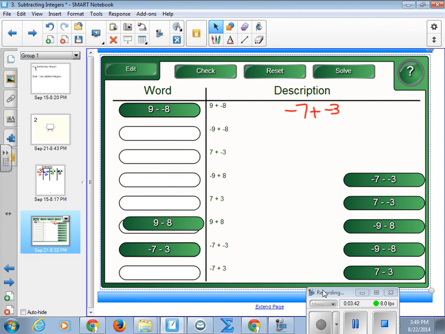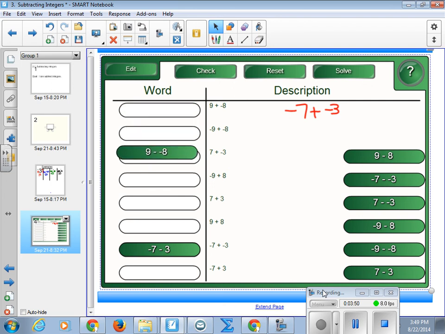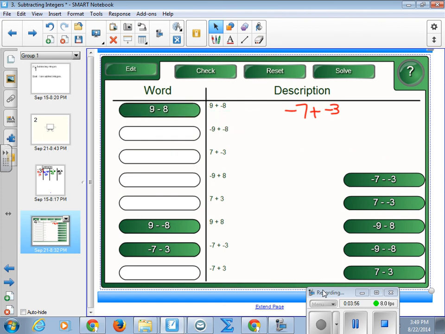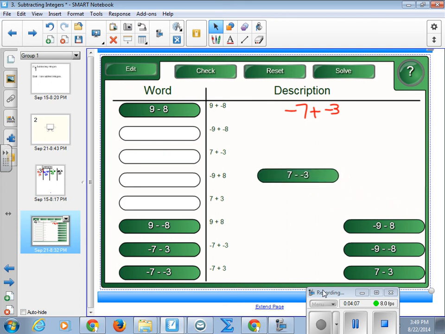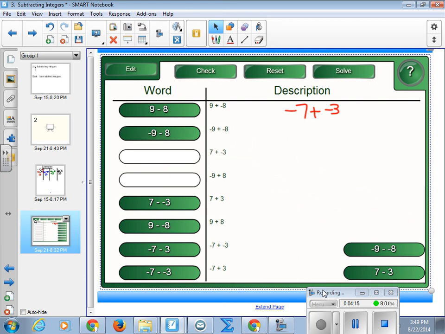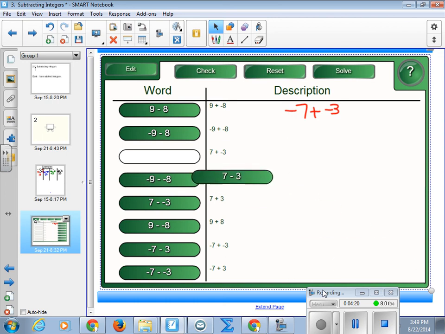You know what? I made a mistake. This is 9 plus positive 8. See, guys, nobody's perfect. Negative 7 becomes plus positive 3. This becomes 7 plus 3. This becomes negative 9 plus negative 8. This is negative 9 plus positive 8. And finally, 7 plus negative 3.